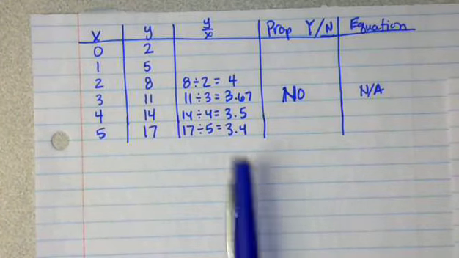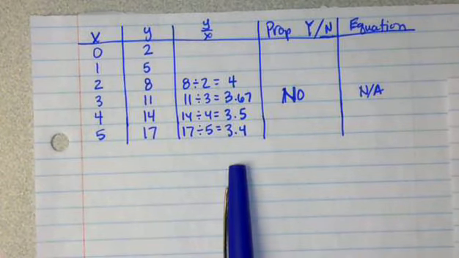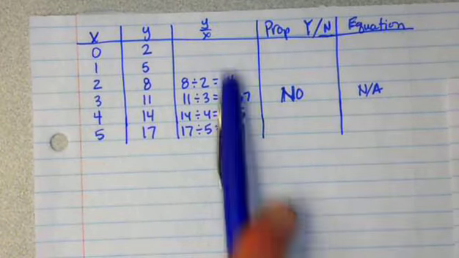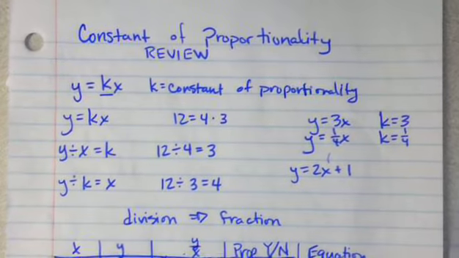What we have to be able to do is determine if it's proportional, and in determining that, we find the constant of proportionality, and then we can write our equation. We can do all of that from a table, and we can also do much of that from equations and expressions.